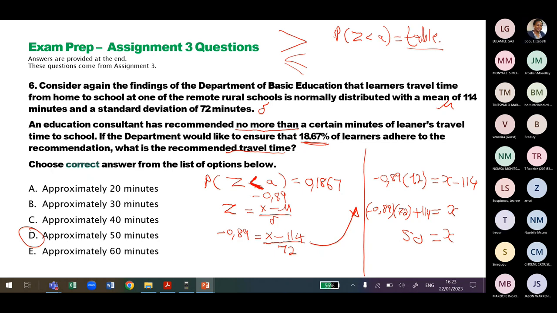Okay. Do you understand the process? Yes, is it clearer? Yes. Easier. Okay. Moving on, two questions. Seven. Unless there is a question.